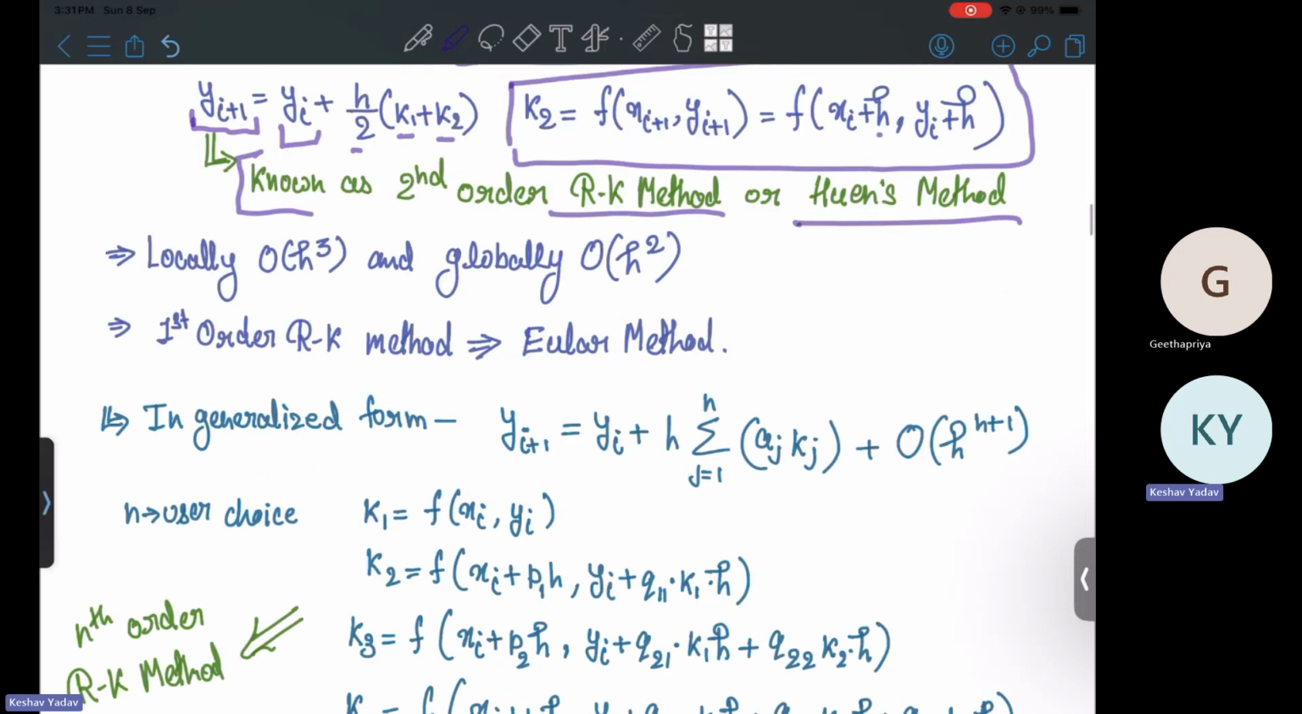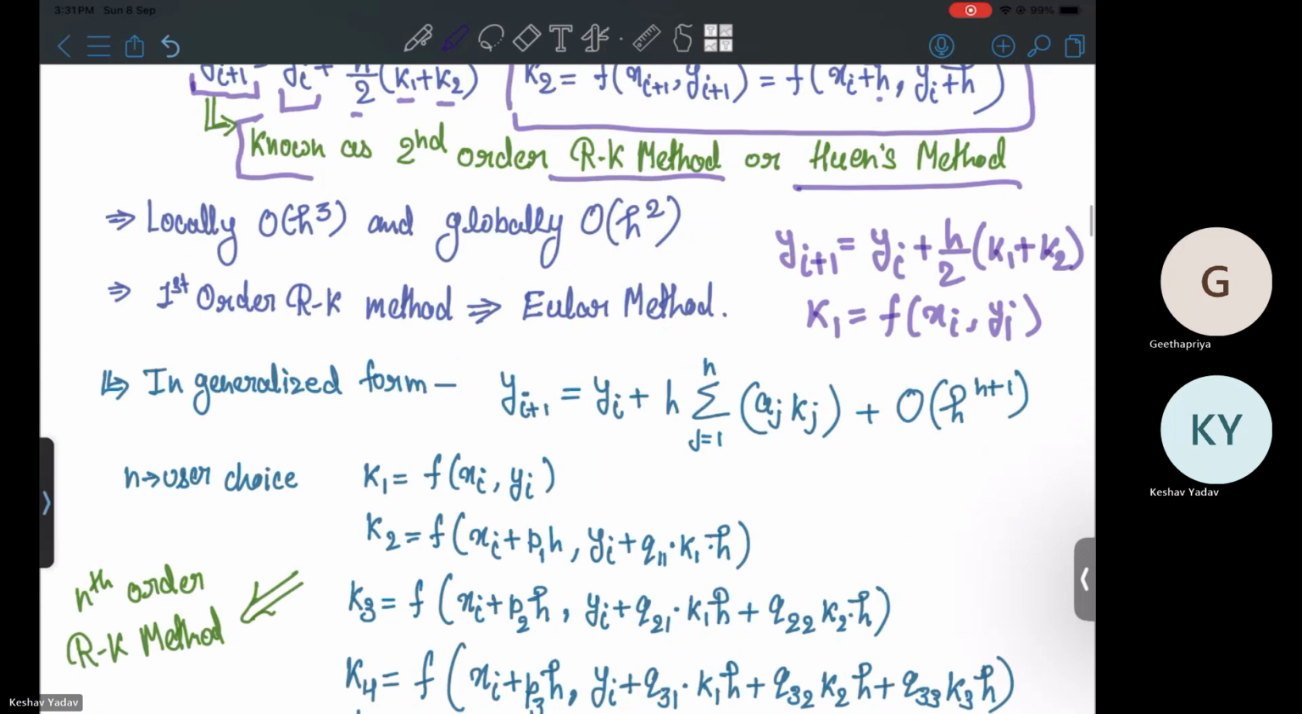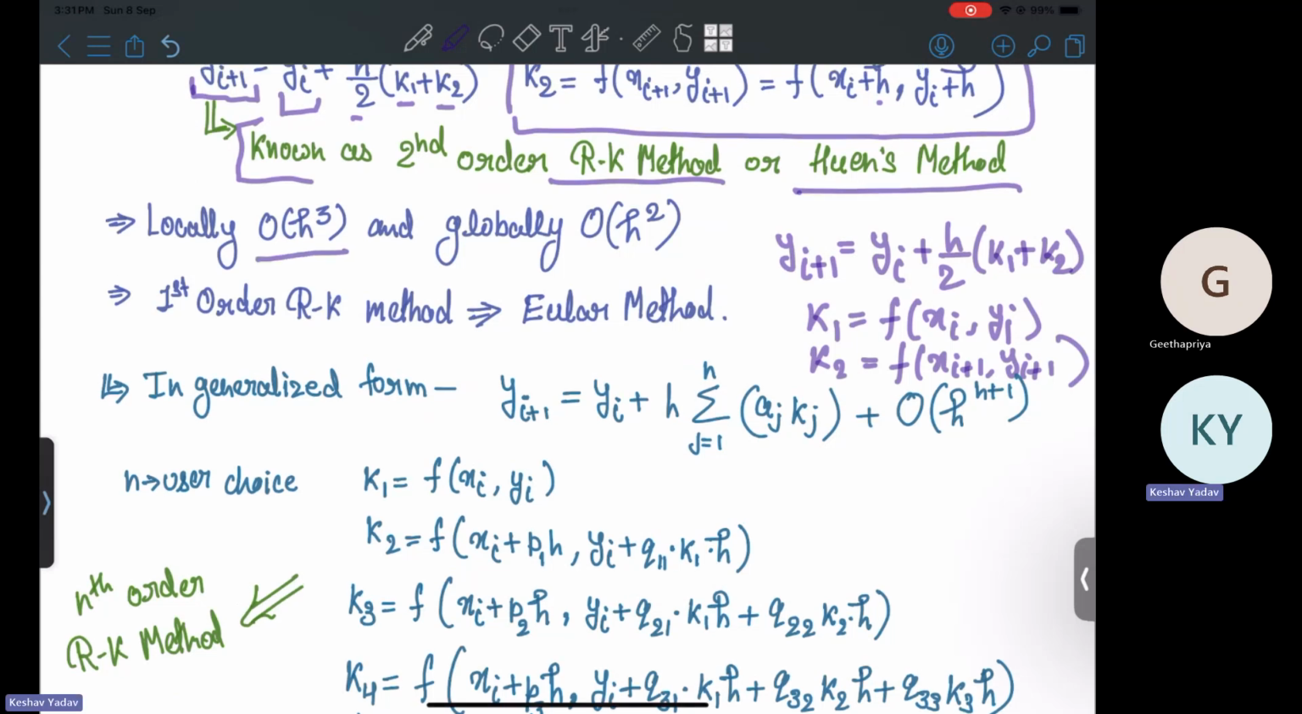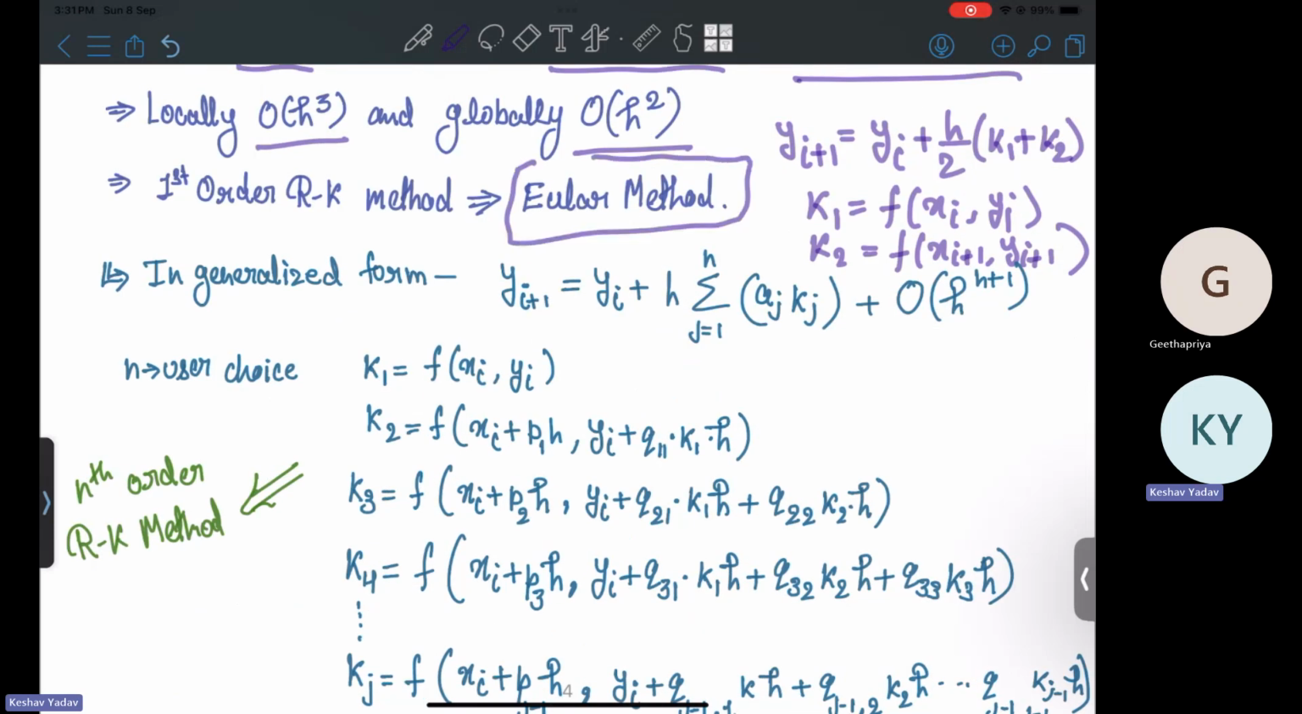So here what we have found is y i plus 1 equal to y i plus h by 2 times k1 plus k2. And this k1 is equal to the function of x i, y i, and k2 is f of x i plus 1, y i plus 1. So this is locally order of h cube and globally h square. By seeing that, we can also say that this Euler method is nothing but a first order Runge-Kutta method.